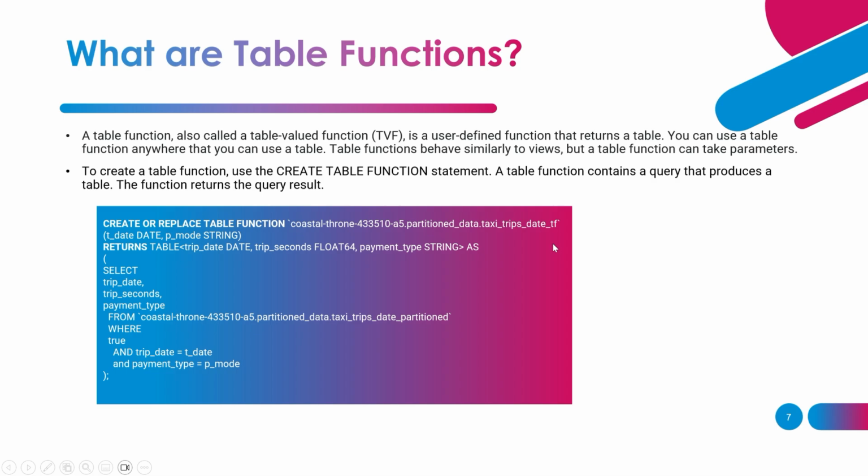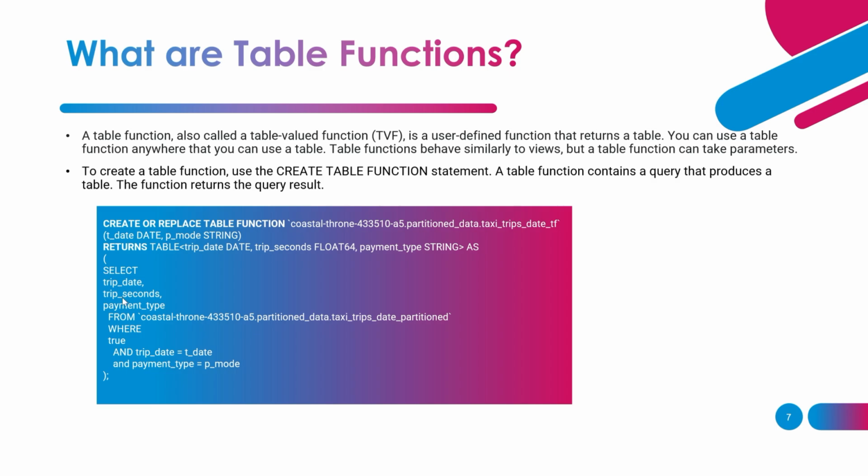Now we shall learn how to define table functions. So the syntax is quite simple. We will use the create or replace table function, then we will define the function name, then we will pass the query parameters, like what are the parameters or the things it should take as input. So here I am inputting the date and the payment mode as string type. And what is the output of this function? It's the trip date, the trip time in seconds, and the payment type.